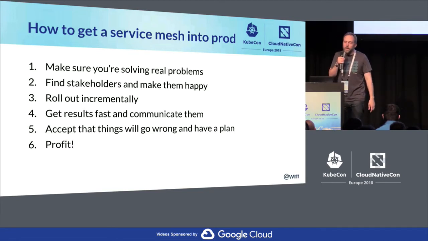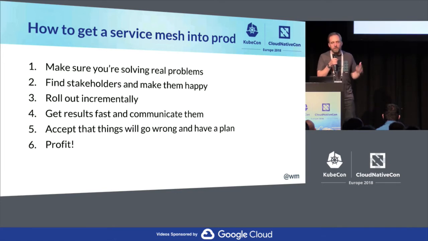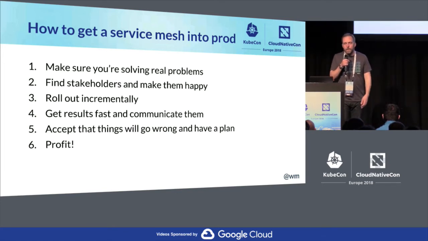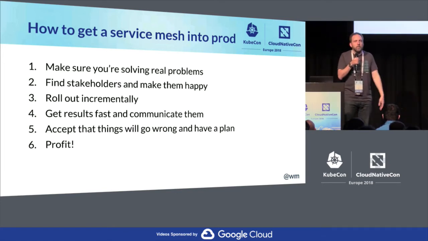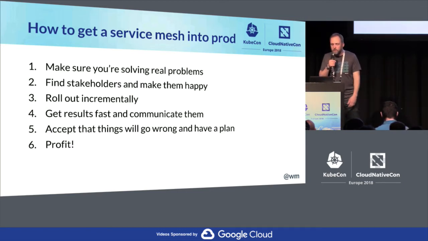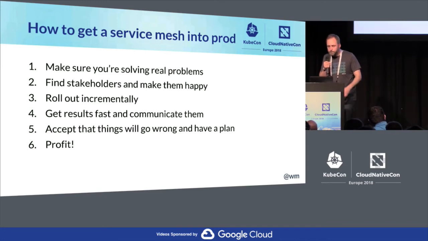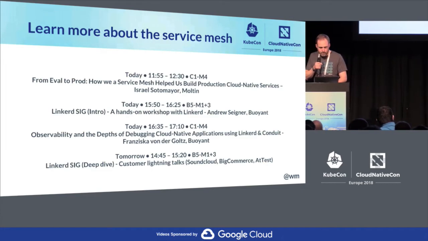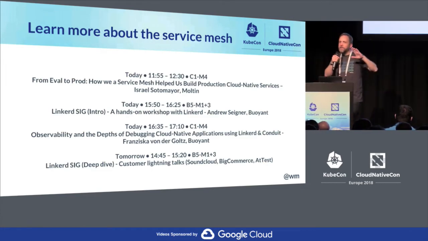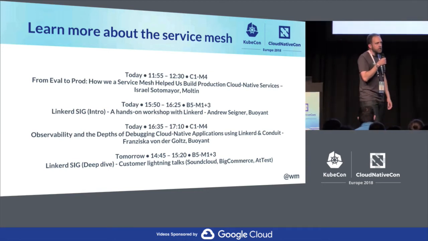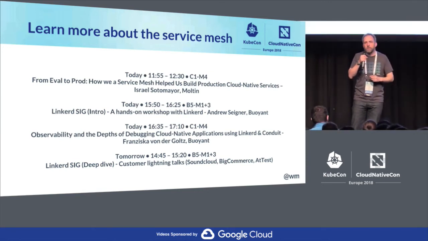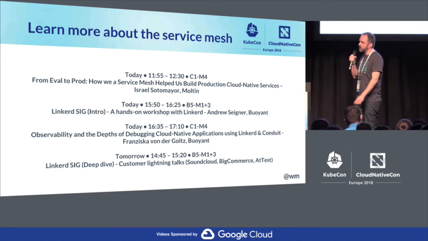Roll things out incrementally, because you will find things in prod that you've never found in staging or in testing. Get results quickly and communicate them. It shouldn't take 12 months to do this. And then finally, accept that things are going to go wrong and have a plan. That's all of my wisdom. 2 years of production service mesh experience distilled into one talk.